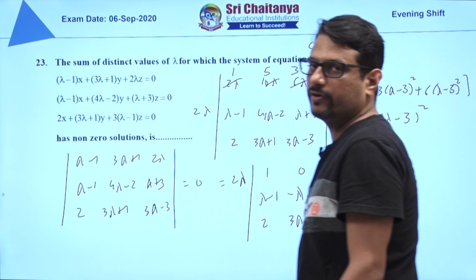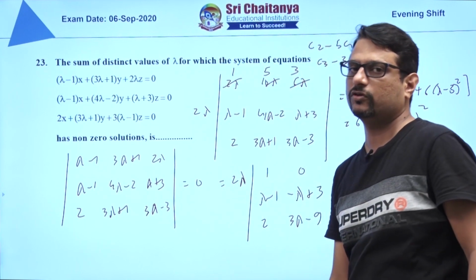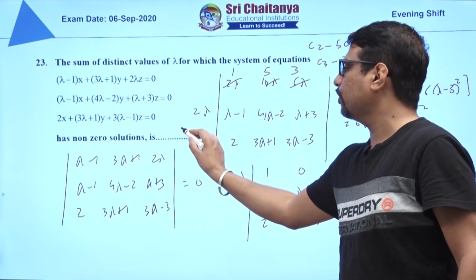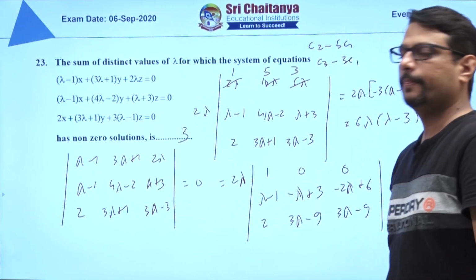So, distinct values of lambda is asked, roots are not asked, distinct values of lambda is asked. So, distinct values of lambda are 0 and 3. So, 0 plus 3, the sum of non-zero solutions will be 3.